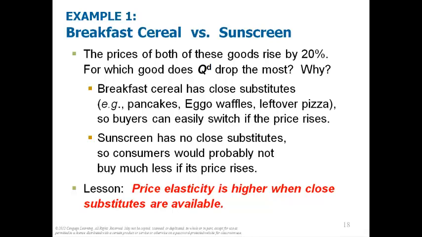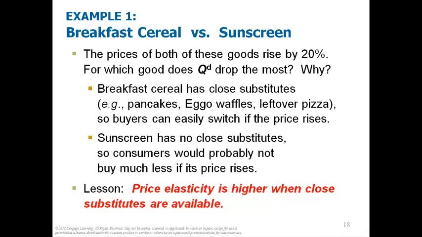Now, if you look at something like sunscreen, that doesn't have any really close substitutes. So even if the price goes up by 20%, consumers would buy almost as much as before. The elasticity of demand for breakfast cereal is greater than the elasticity of demand for sunscreen. Elasticity is greater for breakfast cereal. Breakfast cereal is more elastic than sunscreen. It's more responsive to a given percentage change in price.